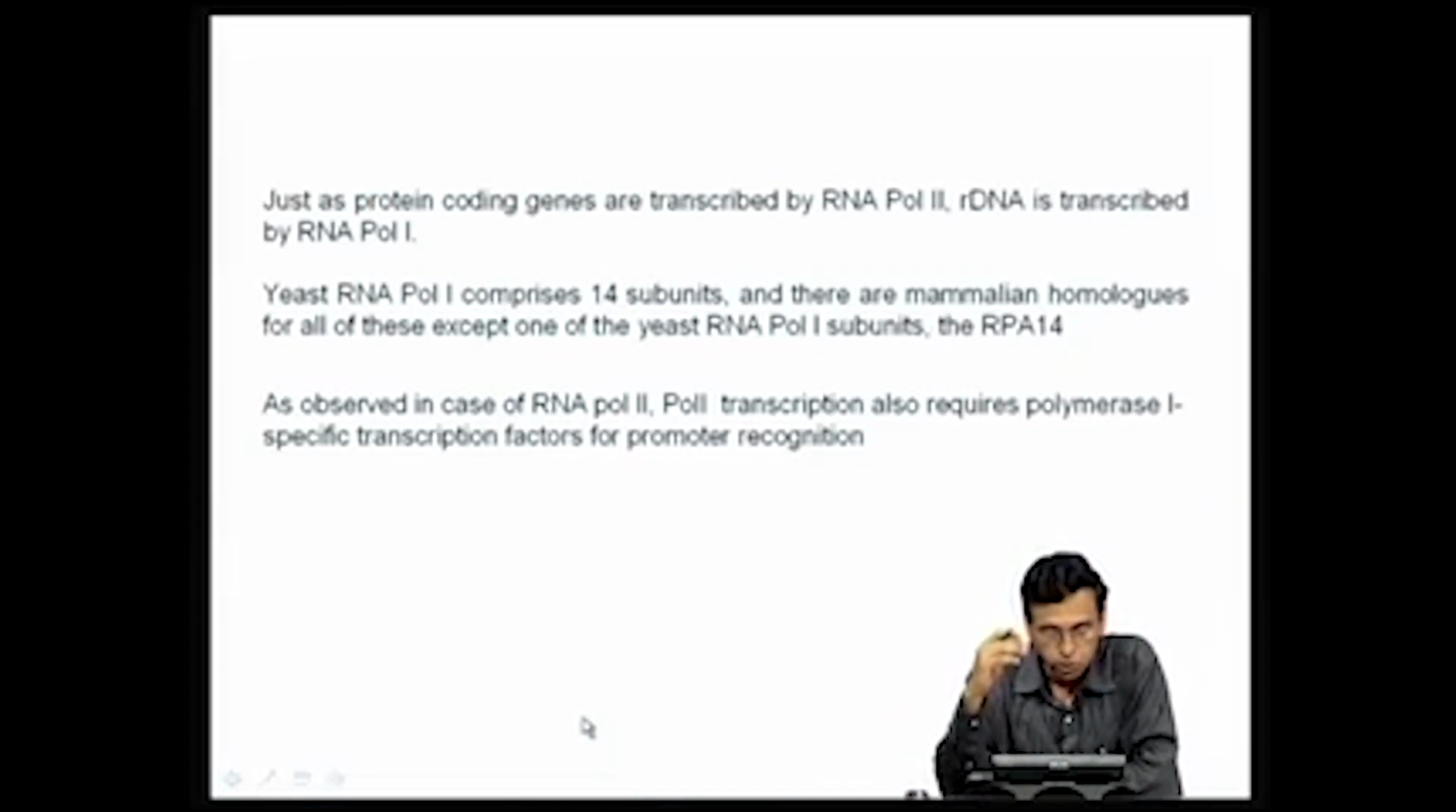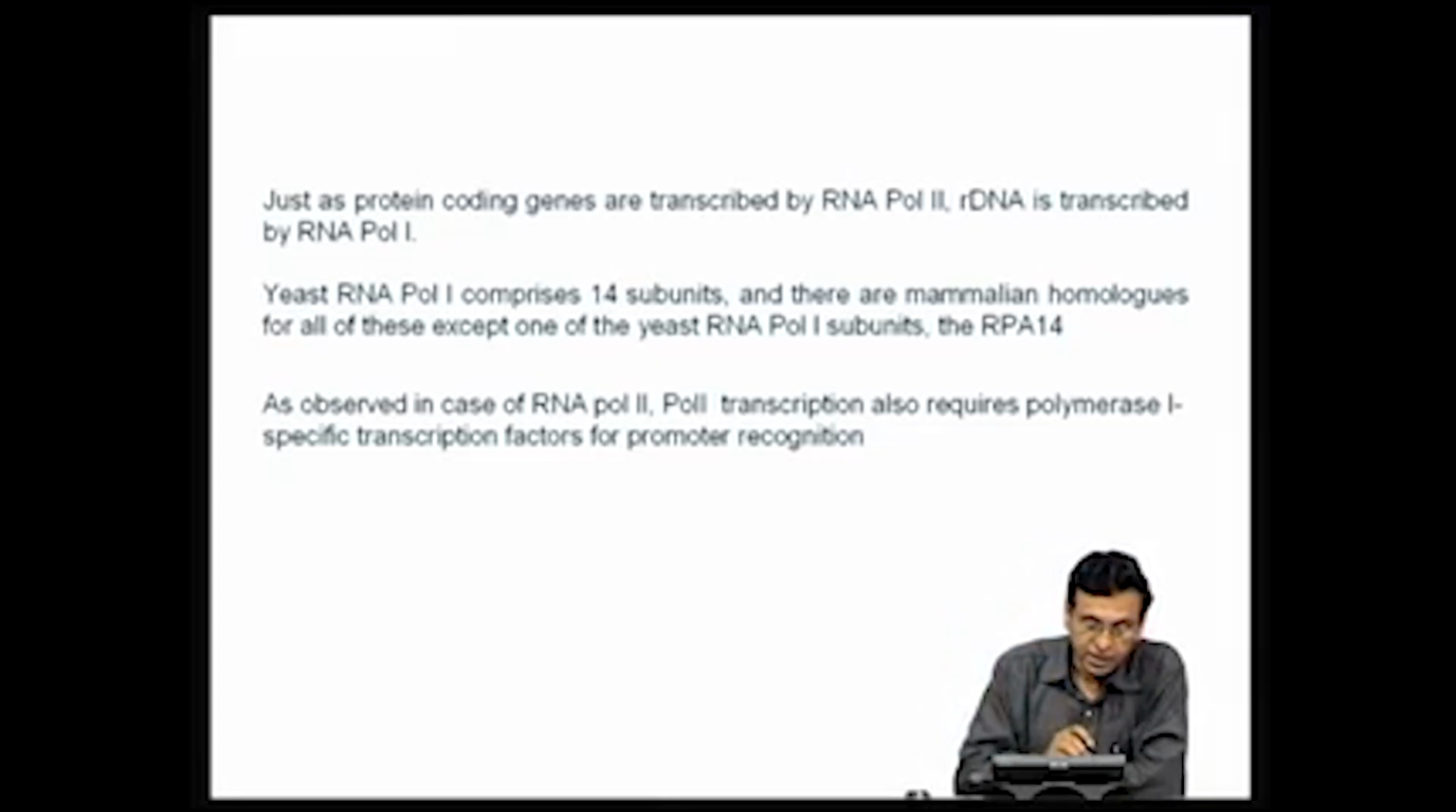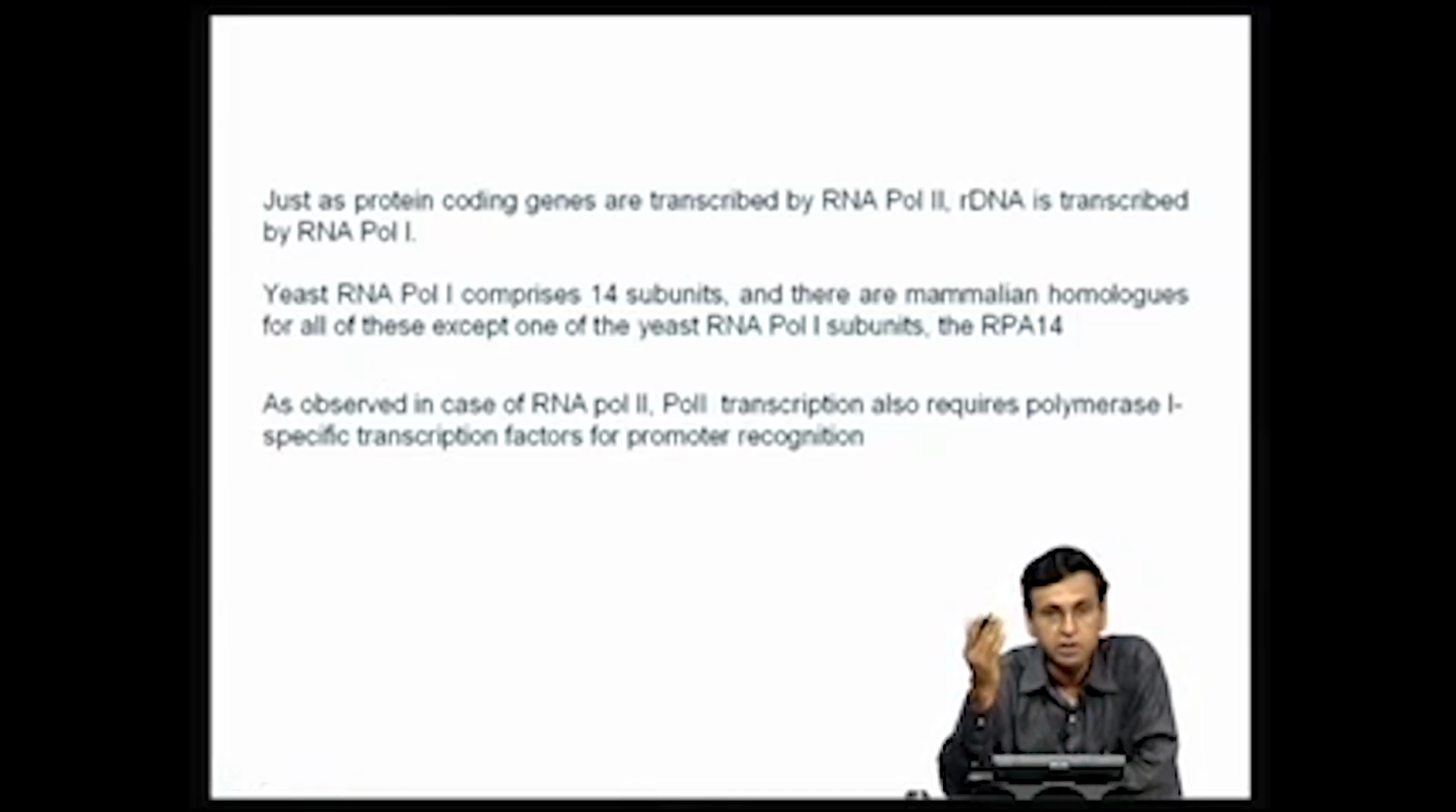So, just as the protein coding genes are transcribed by RNA polymerase II, the rDNA, the ribosomal DNA, is transcribed by RNA polymerase I, which we all know very well. The yeast RNA polymerase I, we knew from our previous 12 lectures that the eukaryotic RNA polymerase II is a multi-protein complex, consists of a number of subunits.